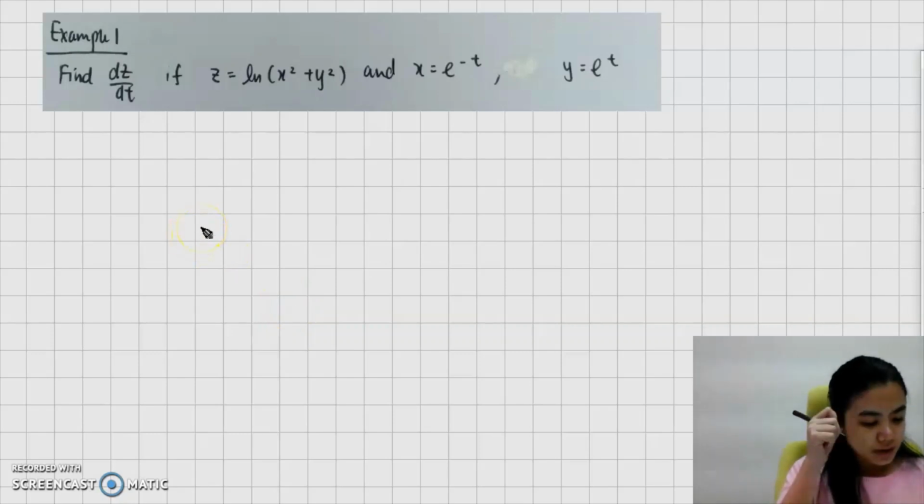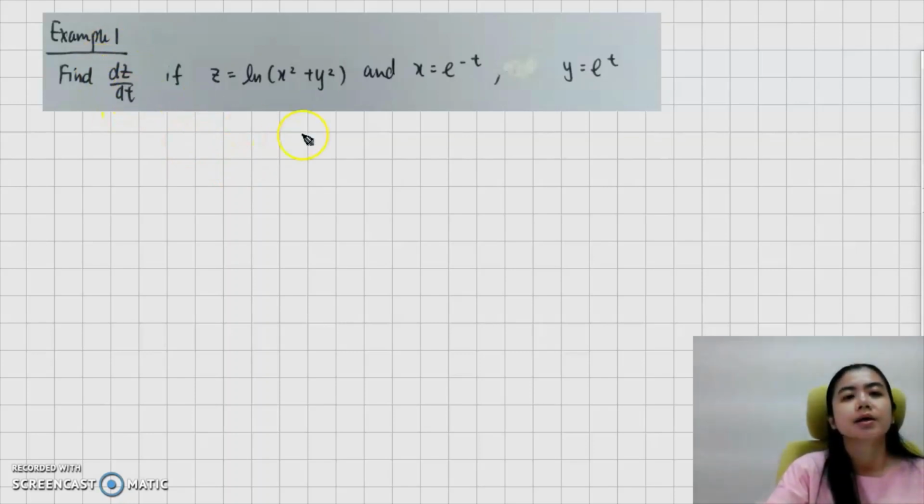Okay, let's just look at the first example in here. Before you find this dz, you have to analyze whatever you have been given in the questions. We begin with the z. In the z, what you have here is variable x and y.